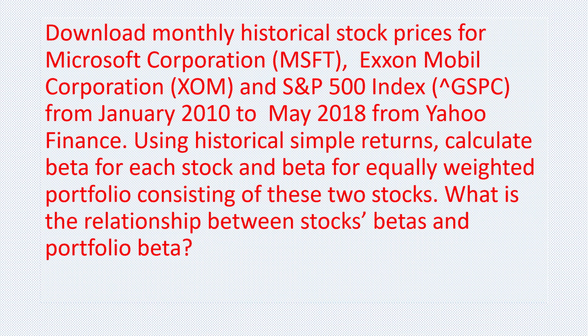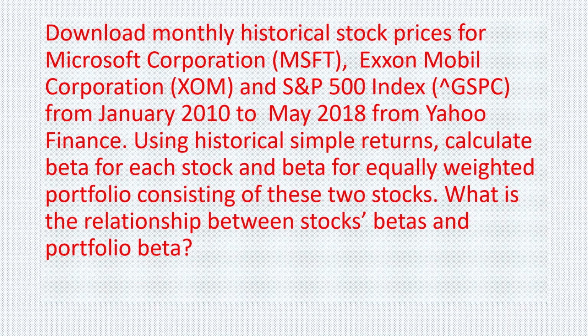In this video, I'm going to do this problem, and this problem asks us to download monthly historical stock prices for Microsoft Corporation, ExxonMobil Corporation, and S&P 500 index from January 2010 to May 2018 from Yahoo Finance. And using historical simple return, calculate beta for each stock and beta for equally weighted portfolio consisting of these two stocks. And also, the question asks us to see the relationship between individual stocks betas and portfolio beta.